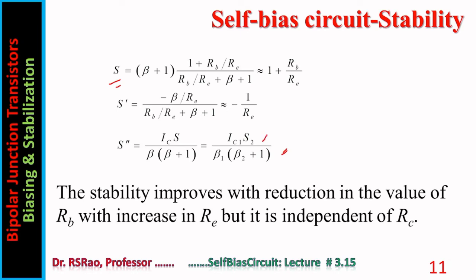The last expression needs some explanation. What is IC1? What is S2? S double prime is delta IC by delta beta, a small change in collector current by a small change in beta. When a change is there, after the change, one collector current exists. Before the change, a different collector current. So now we have two collector currents. The difference is the change, delta IC.